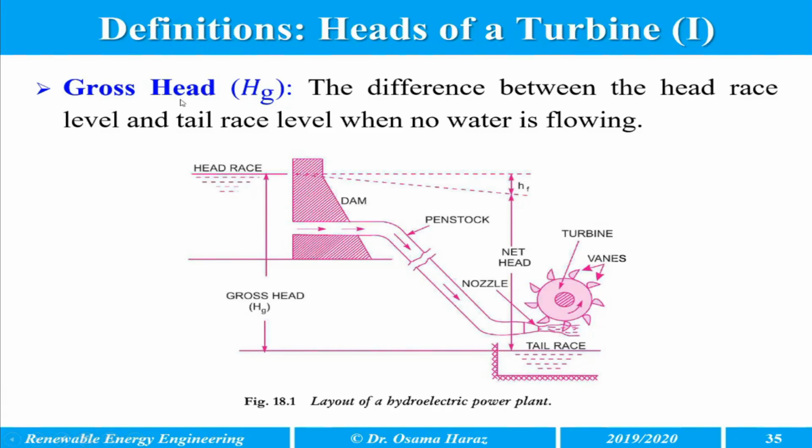So what is the definition of gross head? Gross head HG is the difference between the head race level and the tail race level when no water is flowing. Okay, clear?